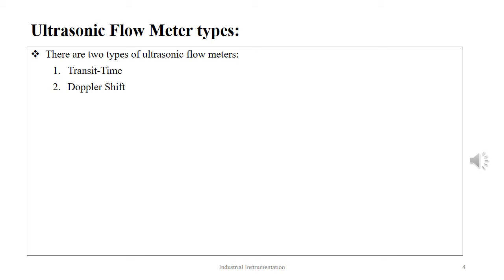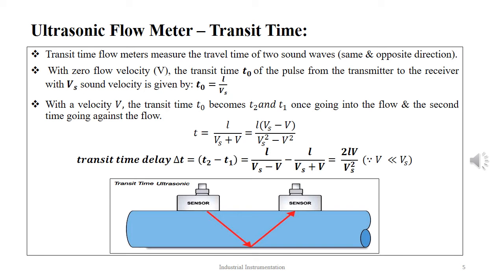Broadly classifying, there are two types of ultrasonic flow meters. They are the transit time flow meter and the Doppler shift flow meter. The first type of ultrasonic flow meter is the transit time flow meter.